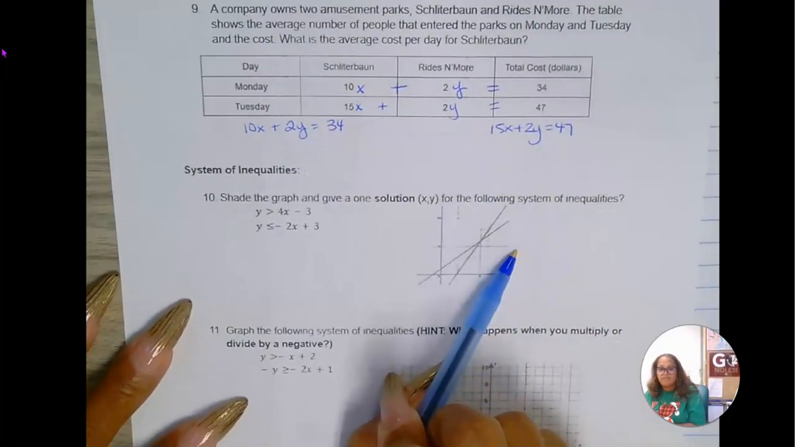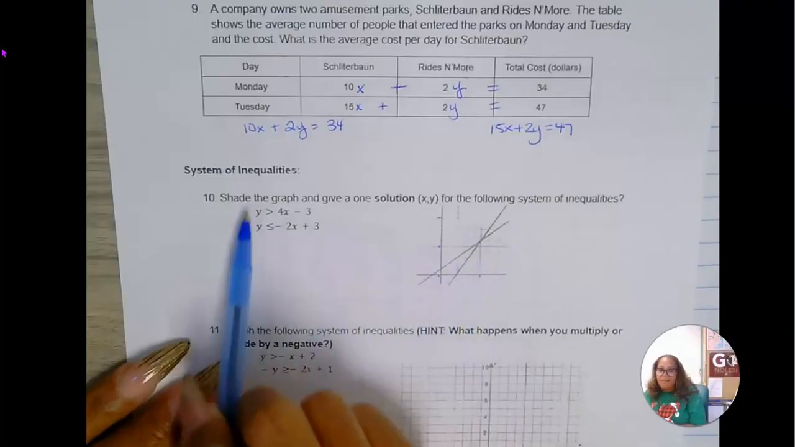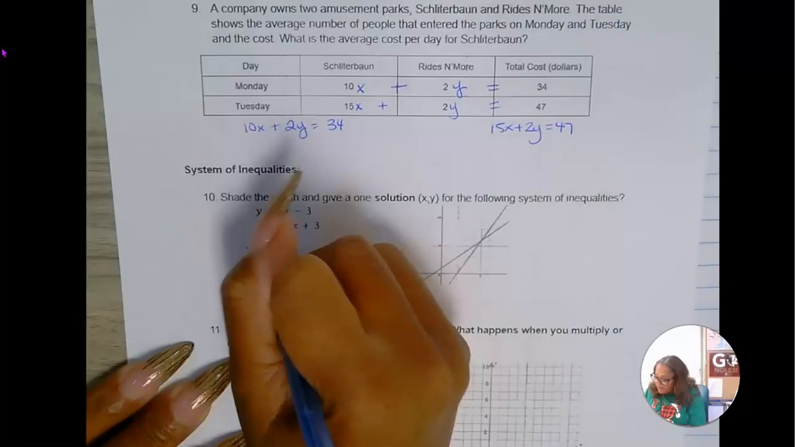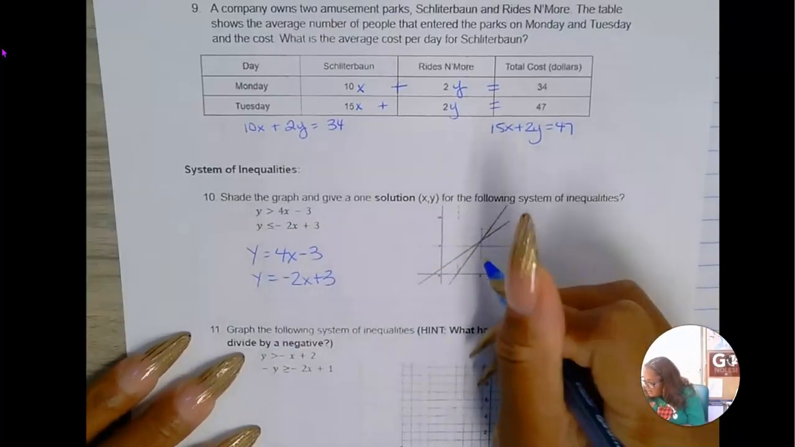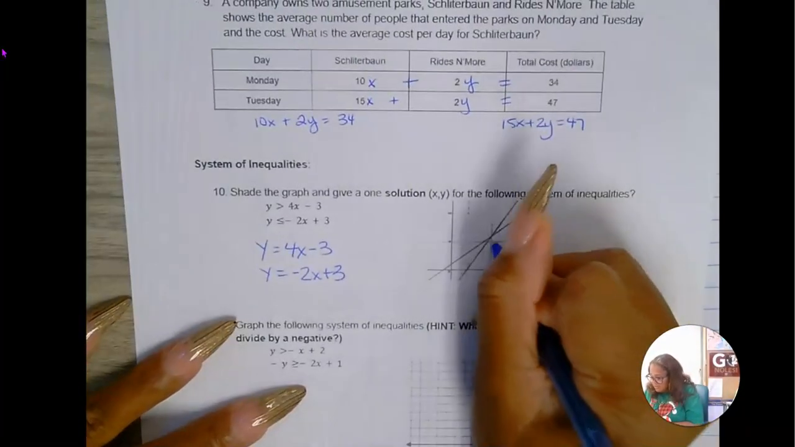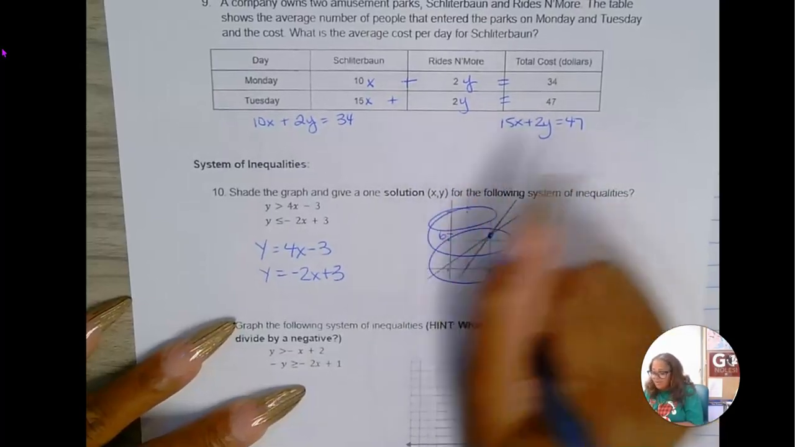If you paid attention to my first video, it was kind of off. This visual does not match what these form. So you need to write these in Desmos. Y equals 4x minus 3 and y equals negative 2x plus 3. Here, this looks like the same graph from here, which they don't intersect at 5, 6. So this is totally irrelevant.